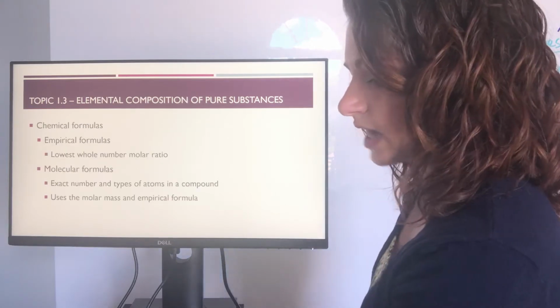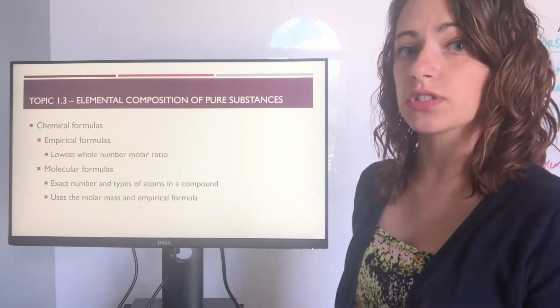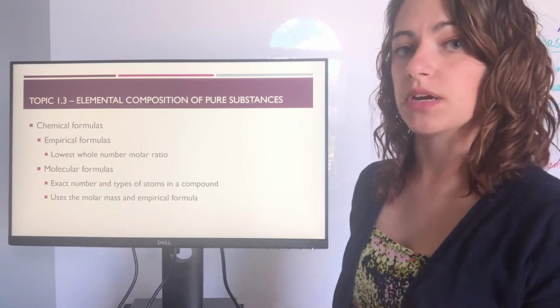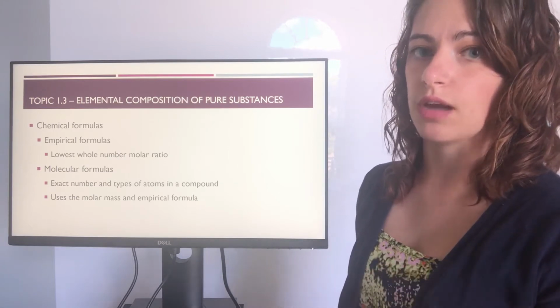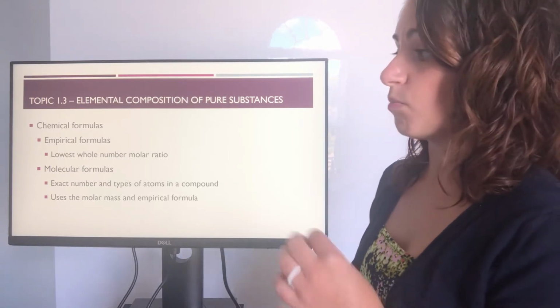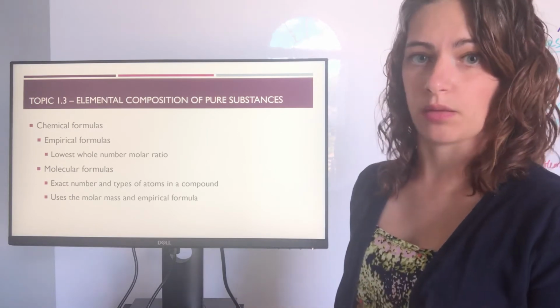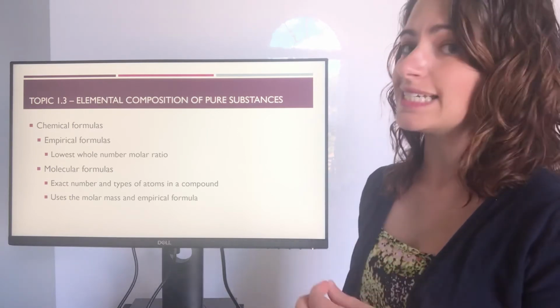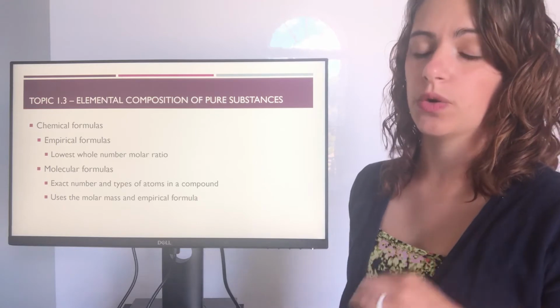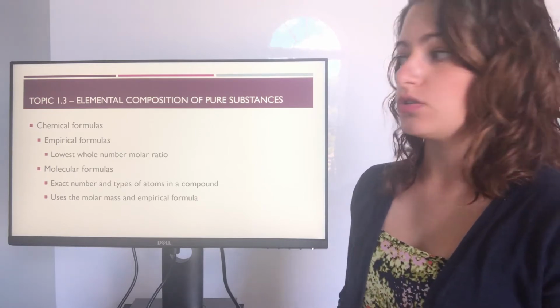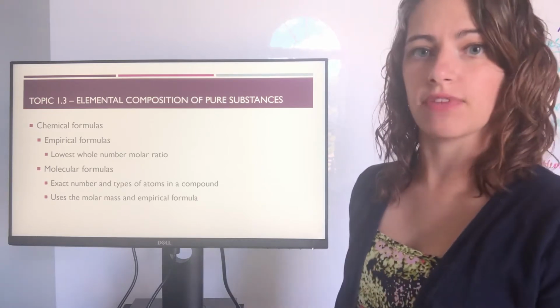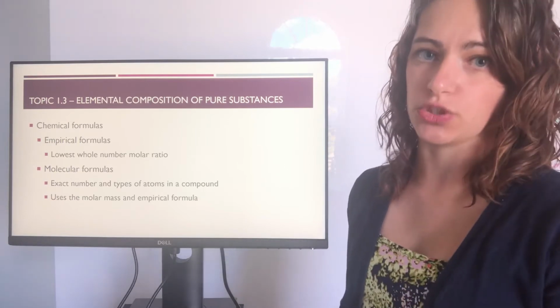Now, there are 2 types of chemical formulas. The first is an empirical formula. The empirical formula is simply the lowest number whole ratio, molar ratio of the elements in the compound. It is not necessarily the actual ratios of the elements. So it's just the lowest number. You can think of it almost like a fraction. It's the most reduced form.